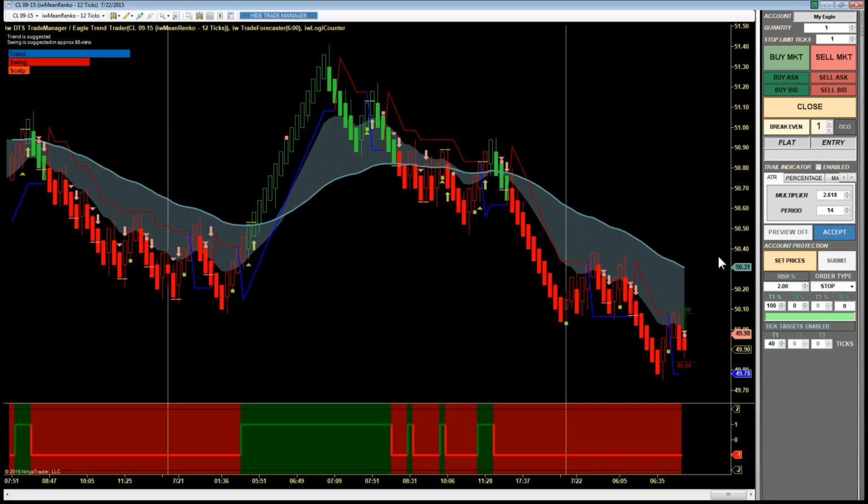Oh, and in case you didn't know, you can use the DTS system to trade any chart you want. Whether it's Forex or futures or stocks or ETFs. Whatever you can plot, you can get a signal from DTS.